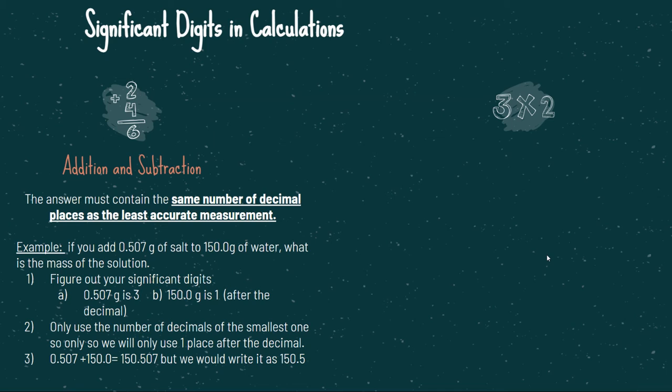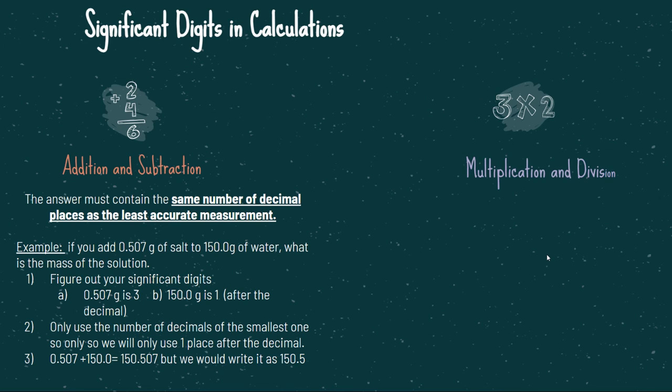0.507 plus 150.0 gives me 150.507. But because I'm only allowed to use my least accurate measurement, I have to check my rounding, and I'm going to make it 150.5 grams because 150.0 is the lowest number after the decimal. Okay, so that's how you would do this question in addition and subtraction. Addition and subtraction is always look at your decimal, how many decimal places are there after, take the smallest one.